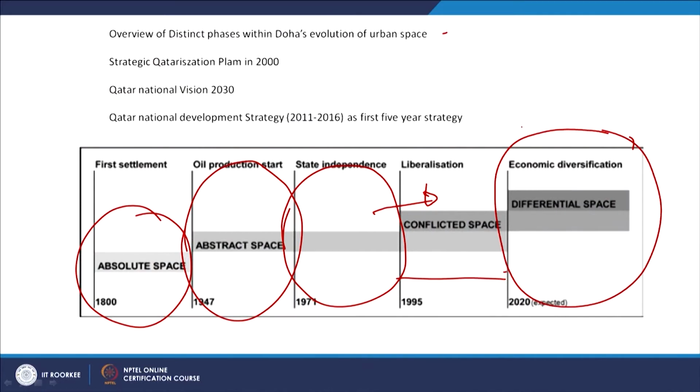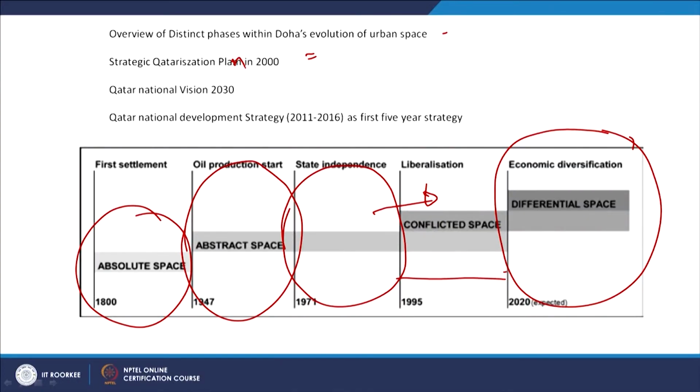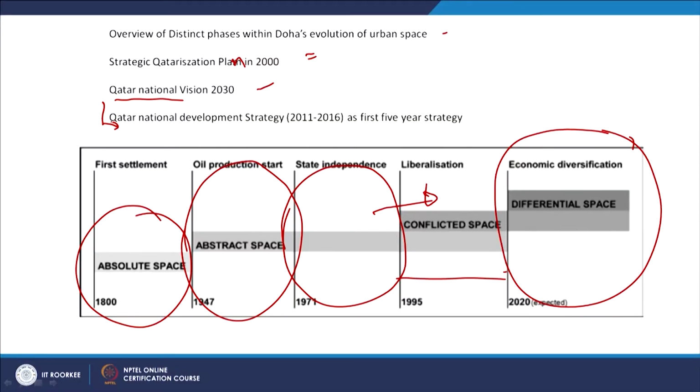So that is where economic diversification is happening, and at the same time they also realize that it is now coming into the hands of foreign migrants. So they looked at the strategic Qatarization plan in 2000, and they also talked about how we can integrate, because we cannot isolate from the migrants, we have to work with them. So that is where the Qatar National Vision 2030 was planned, and it has been implemented stage by stage, as the first 5-year strategy of the Qatar National Development Strategy.